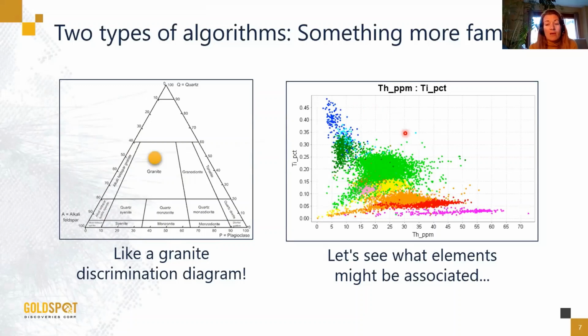But on the right, we have an example of unsupervised learning, where we look at associations of two elements, in this case, titanium and thorium, in bivariate space, and we can find out some information about different rock types based on where they sit together on this bivariate plot. So these are great and they're incredibly useful, but this is just two or three variables. What if we have 5 variables or 20 or 100 variables?